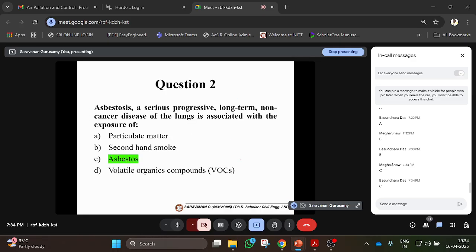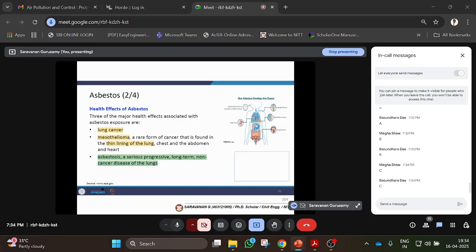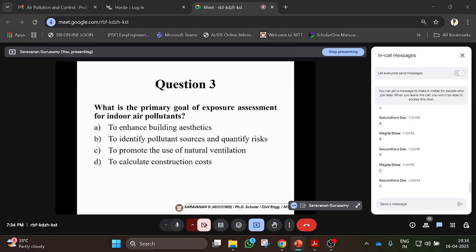because it has small fibers, a solid material that comes out as a pollutant in the air, and that will also have lung effects. It's a non-cancerous disease, but it will affect the lungs a lot, causing asthma and so on. Those are the health effects of asbestos: lung cancer, mesothelioma, which is the thin lining of the lungs, and asbestosis, a serious progressive long-term, non-cancerous disease of the lungs.